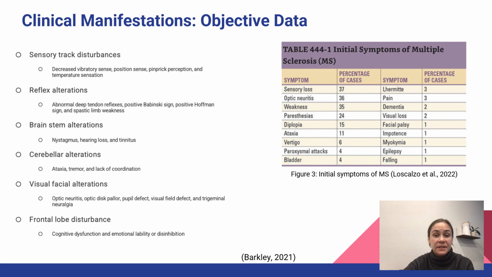For objective data, you can have sensory tract disturbances, including decreased vibratory sense, position sense, pinprick perception, and temperature sensation. You can have reflex alterations, including abnormal deep tendon reflexes, positive Babinski sign, positive Hoffman sign, and spastic limb weakness. You can have brainstem alterations, including nystagmus, hearing loss, and tinnitus. You can have cerebellar alterations, including ataxia, tremor, and lack of coordination. You can have visual facial alterations, including optic neuritis, optic disc pallor, pupil defect, visual field defect, and trigeminal neuralgia. You can have frontal lobe disturbances, including cognitive dysfunction and emotional lability or disinhibition.